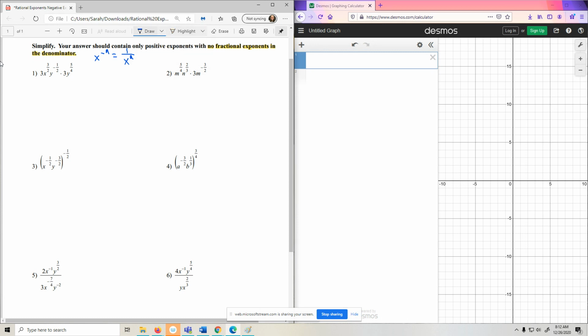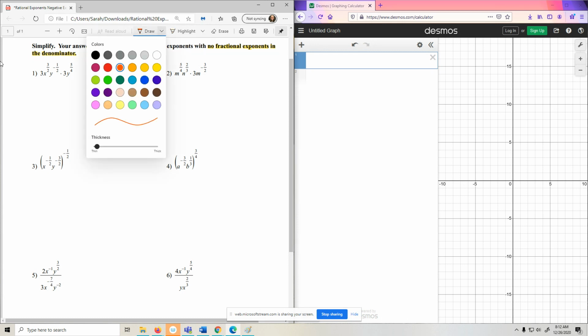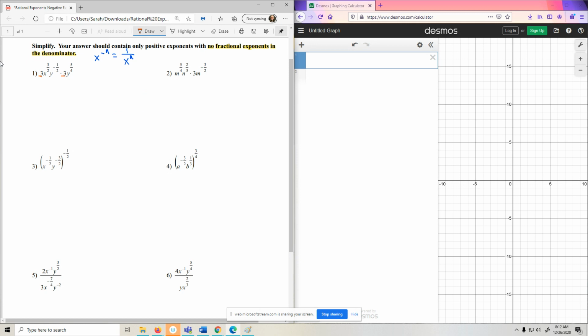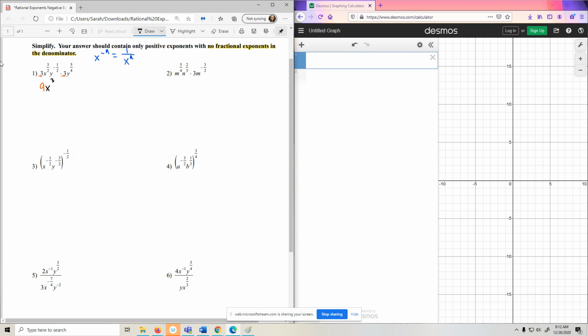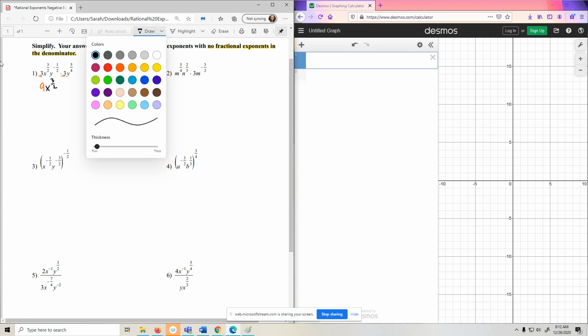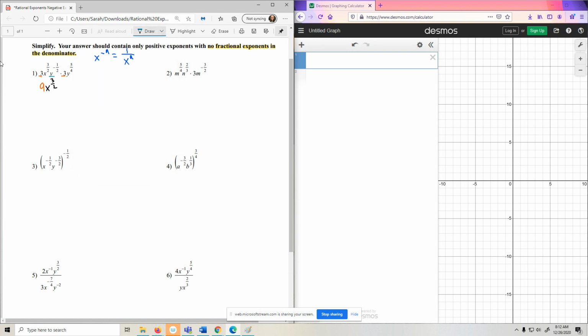So first, with number 1, we need to start with our product rule. We're multiplying our coefficients. 3 times 3 is 9. x to the 3 over 2 is the only x exponent in that whole problem, so it's going to stay the same. And then for our y's, we know when we multiply, we add exponents. So we're thinking y to the negative 1/2 plus 5 over 4. So let's use Desmos to help us with that. Negative 1 over 2 plus 5 over 4 gives us 0.75, which is the same as 3 over 4.